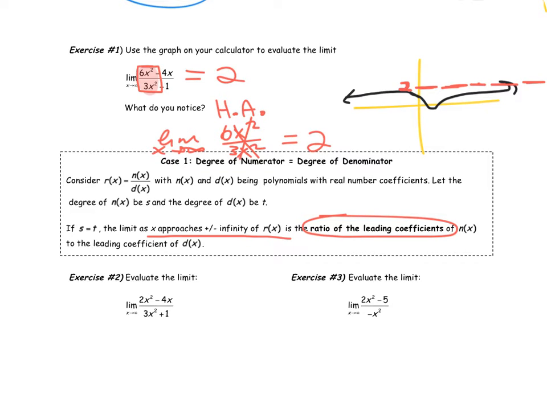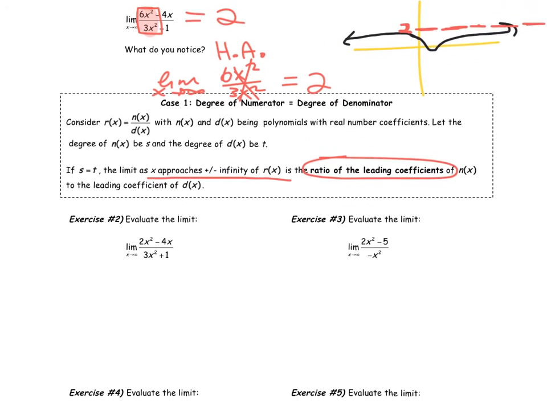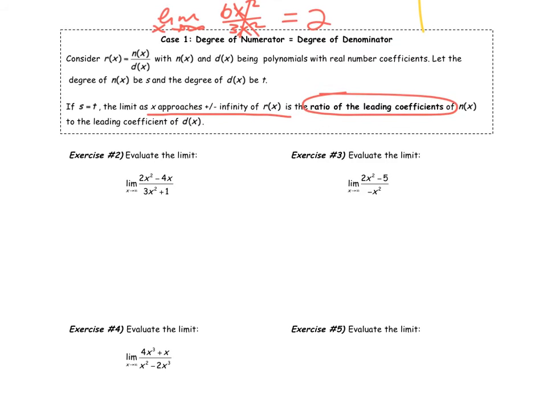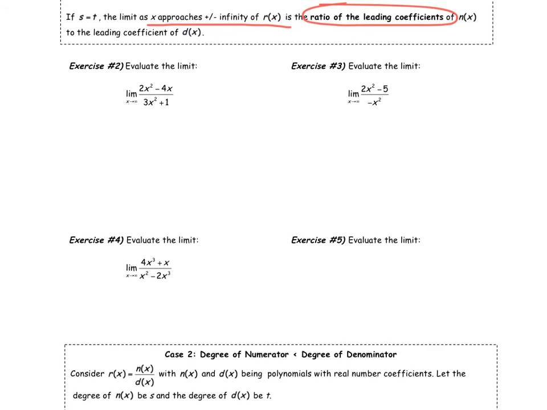All right, so let's actually do some practice with this. So keep in mind those horizontal asymptotes. When the degree on top is equal to the degree on bottom, we take the ratio of the leading coefficients. So let's take a look at a few examples here.